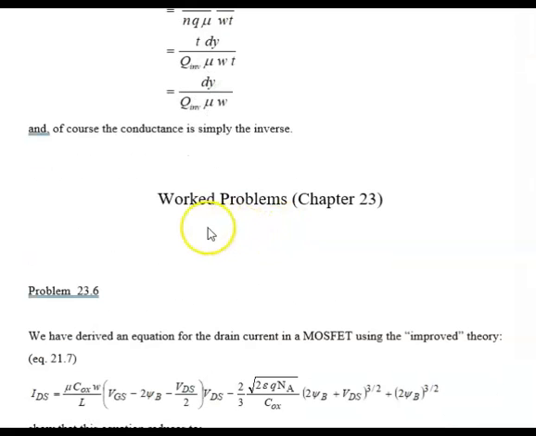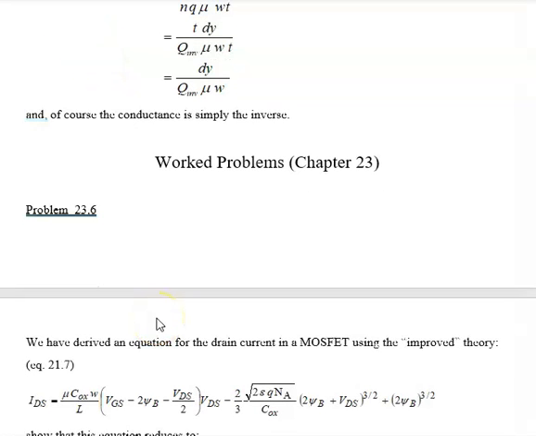Okay, so now we're going to go to work problems from chapter 23. There are 10 problems in Chapter 23, and I picked out 3 of them, which are more or less standard fare, so hopefully they won't be all that difficult.